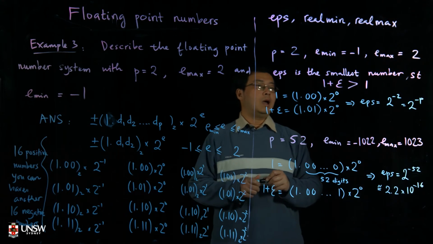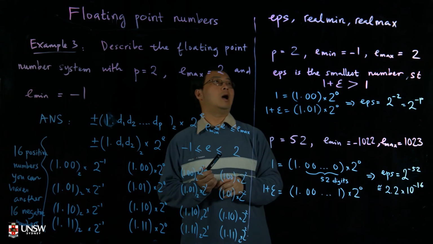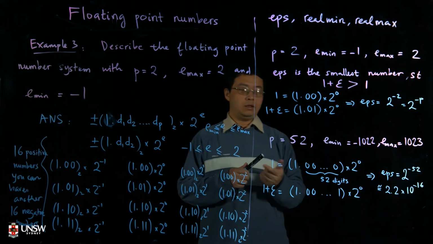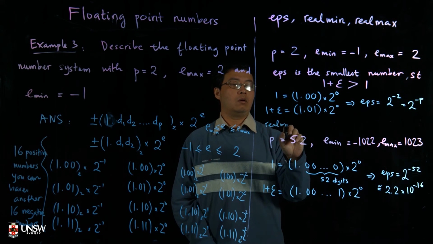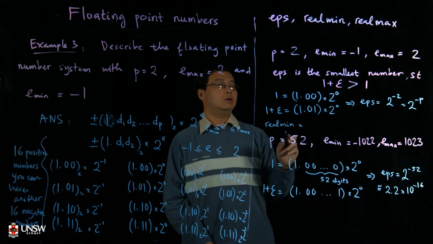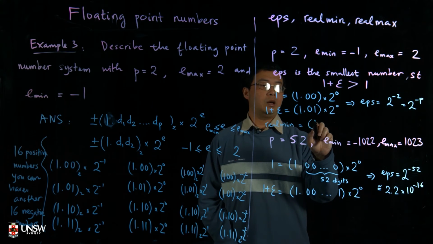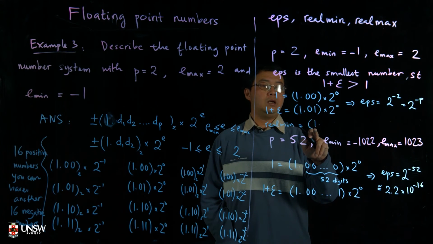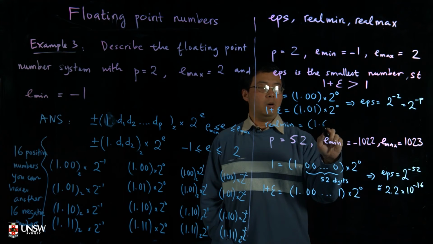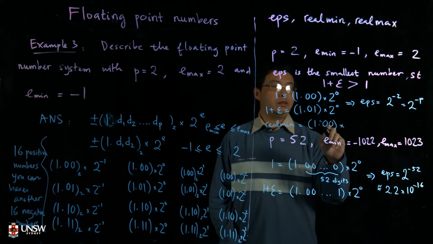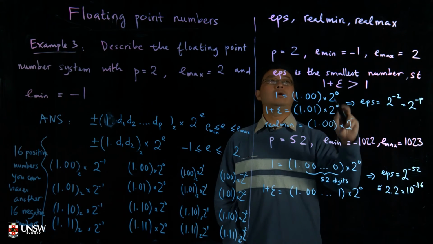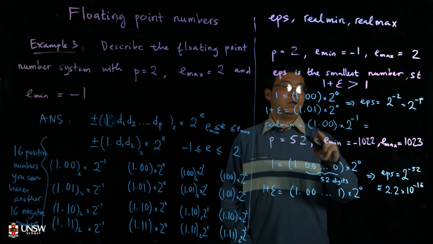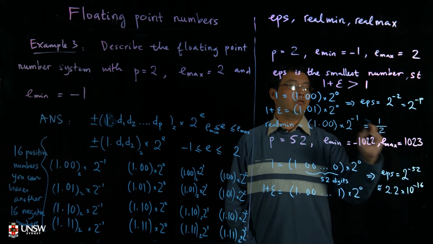And then the other two constants are realmin and realmax. So what is realmin? Realmin will be the smallest normalized machine number. So you see here, the first digit has to be 1 because it's a normalized number. So all the other digits are 0. And then the power has to be E min. So E min in our case will be minus 1. So then this one just gives you 1/2. Okay.